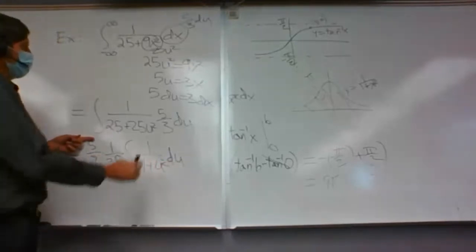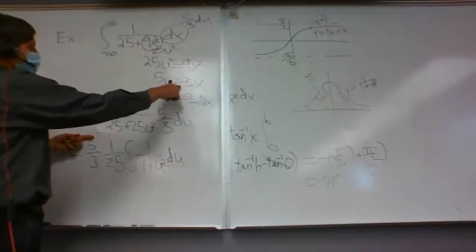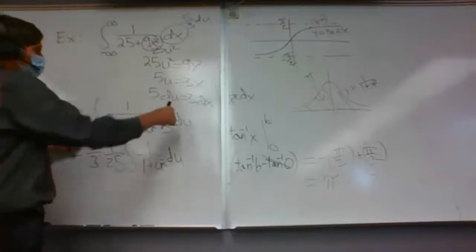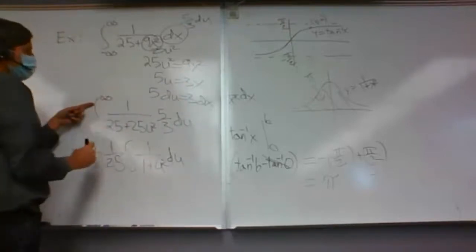It falls out when you evaluate at the endpoints. And just to point this out, as x goes to infinity, 3/5 x goes to infinity. So this endpoint is still infinity.